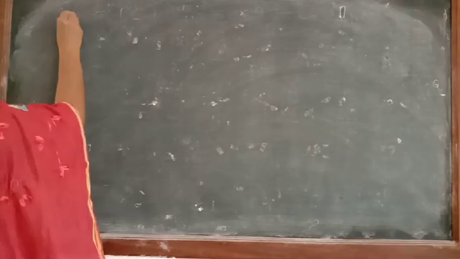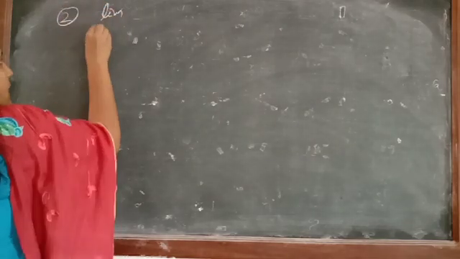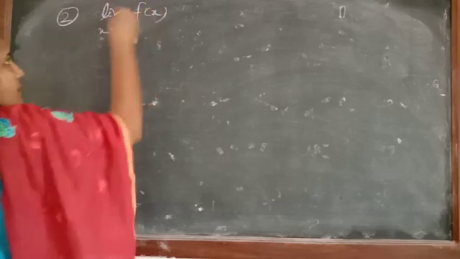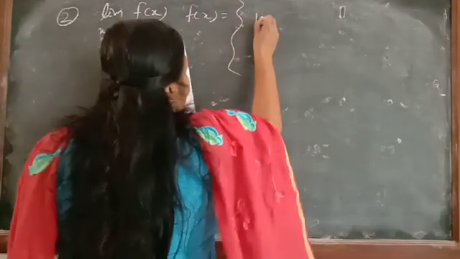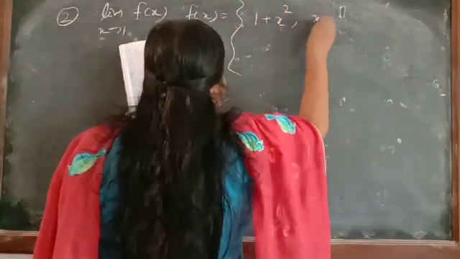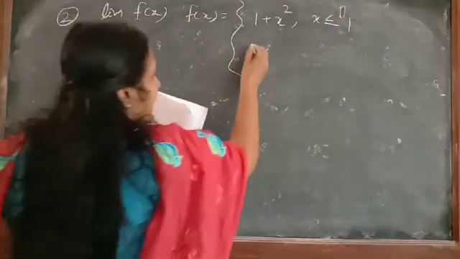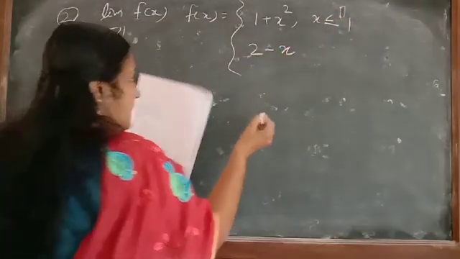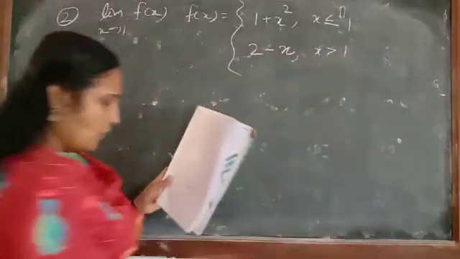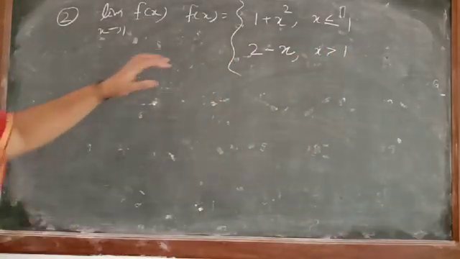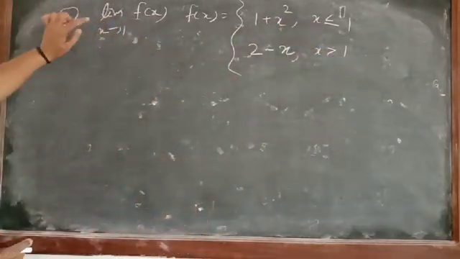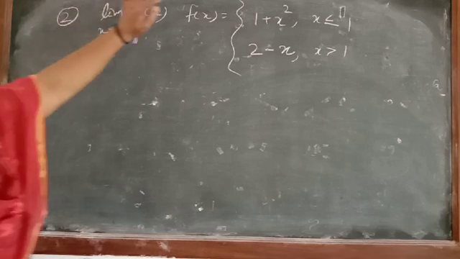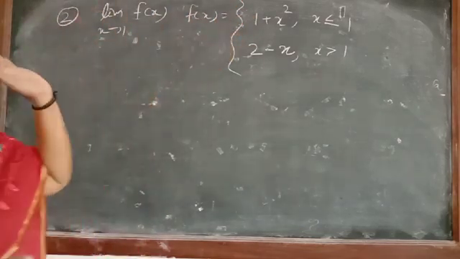Question number 2. In question number 2 it is given, evaluate limit x tends to 1, f of x, where f of x is equal to 1 plus x square if x less than or equal to 1, and it is equal to 2 minus x if x greater than 1. Now, the condition is given for x less than or equal to 1 and x greater than 1. So, whenever we are calculating the limit, we have to calculate both left hand limit and right hand limit.